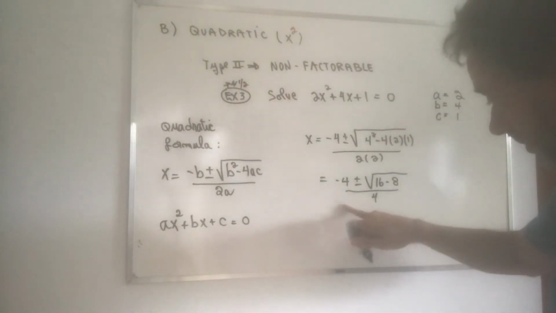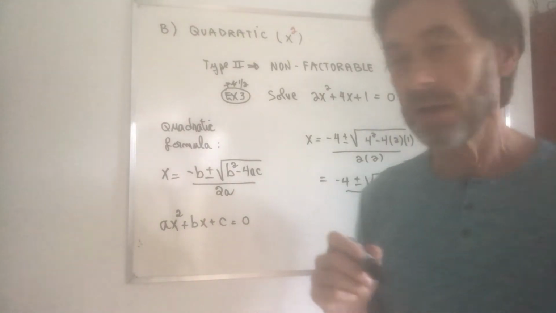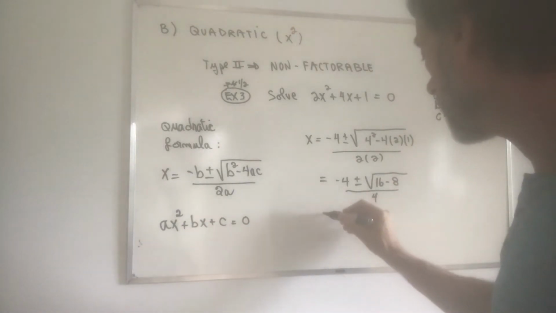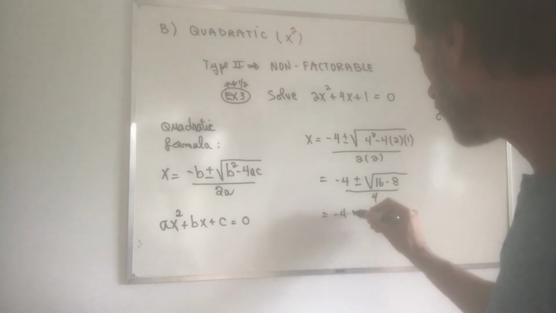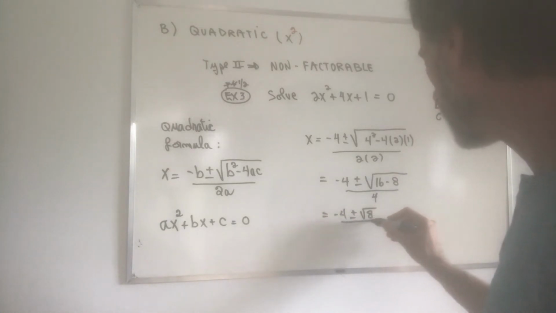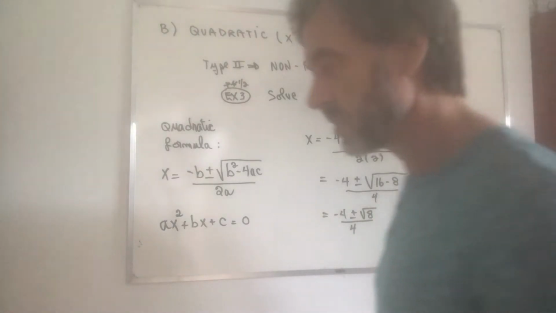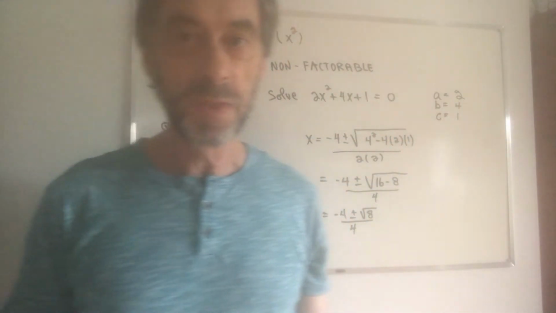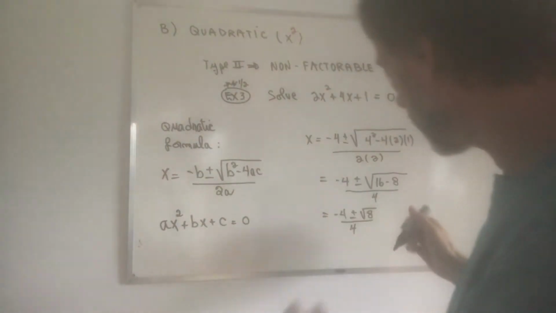All right, I can simplify what's inside the root. 16 minus 8 is just 8. I could leave it like this, but I won't because it's not very hard to simplify. But I already see here that I have two answers, right?